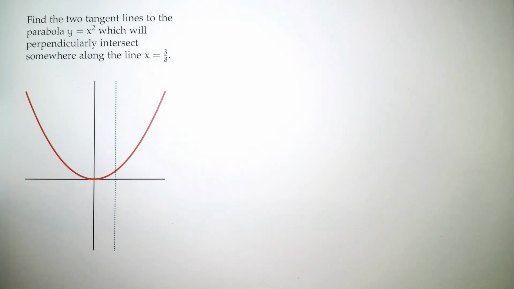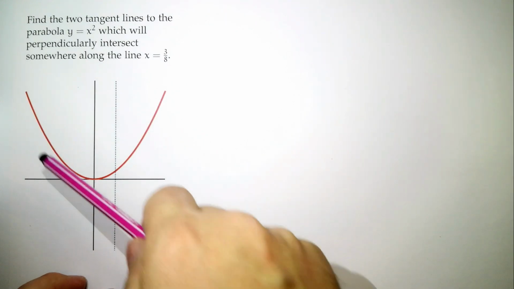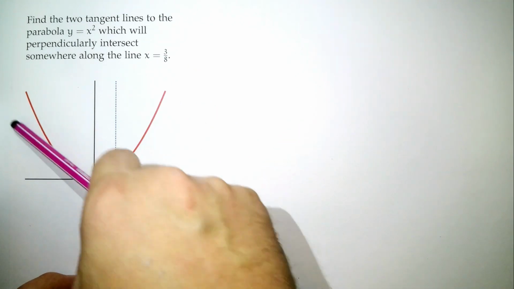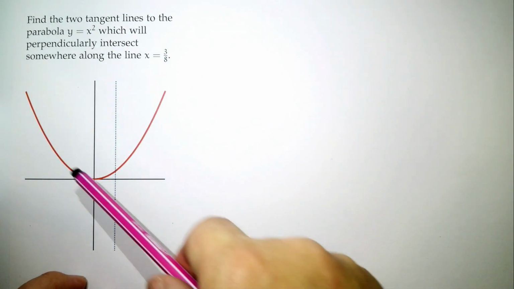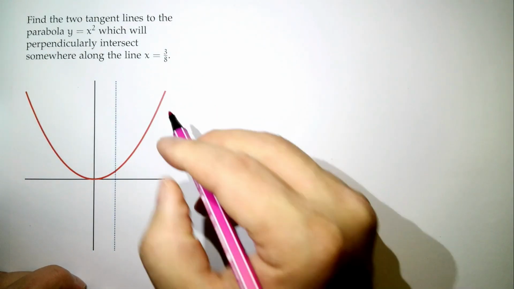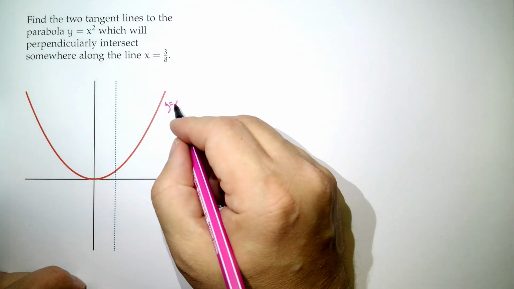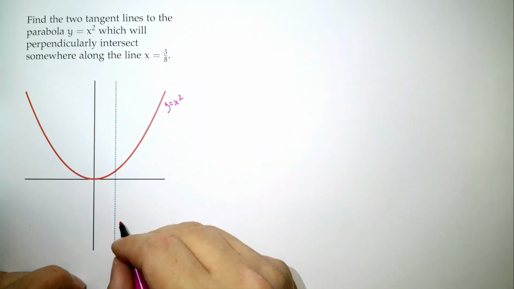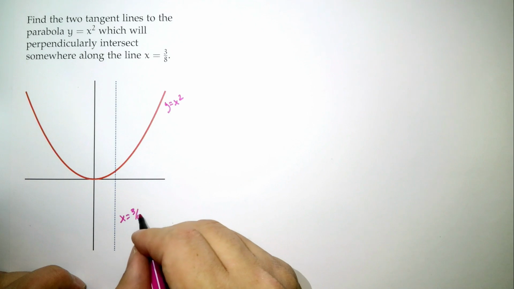Find the two tangent lines to the parabola y equals x squared, which will perpendicularly intersect somewhere along the line x equals 3/8. So to help understand what we're looking for, here's a parabola, not just any parabola, the parabola y equals x squared. And we've also marked this dotted line. This is the line x equals 3/8.